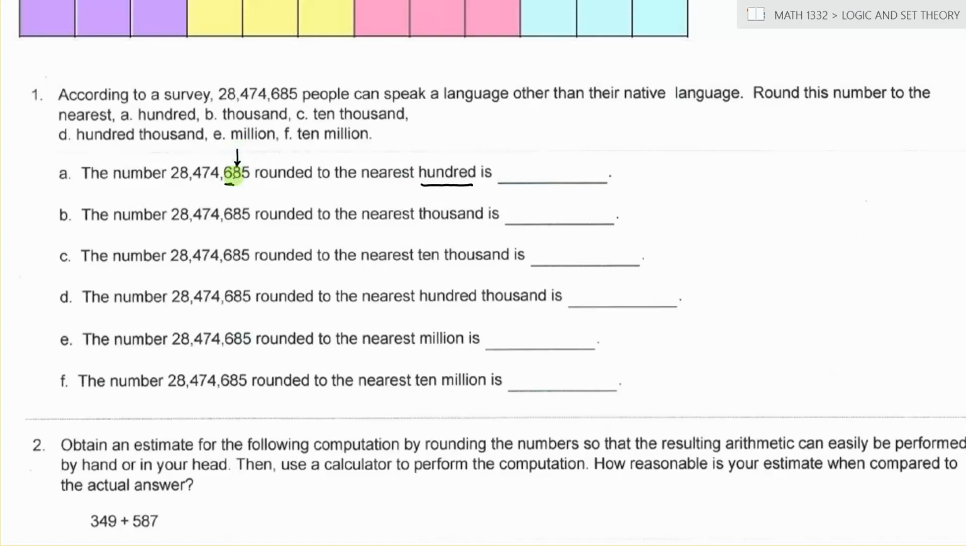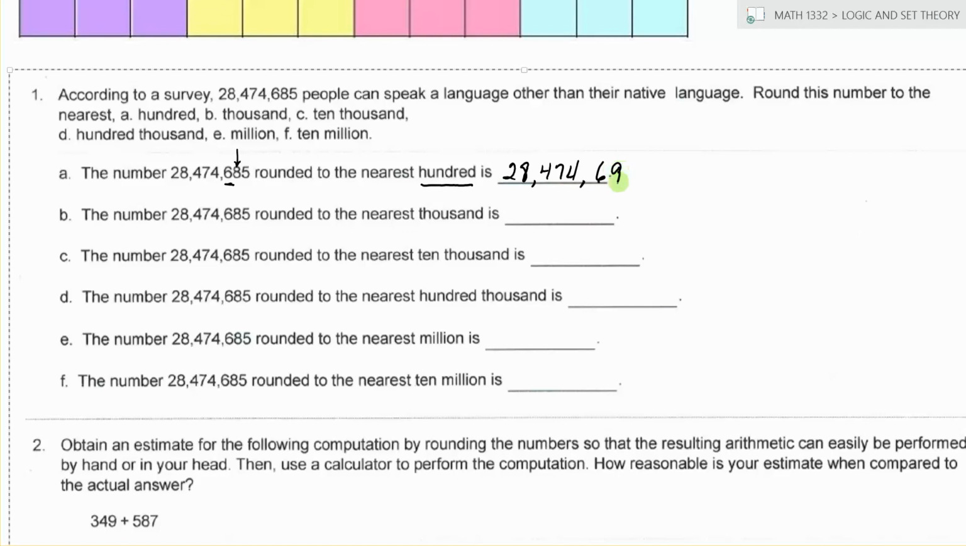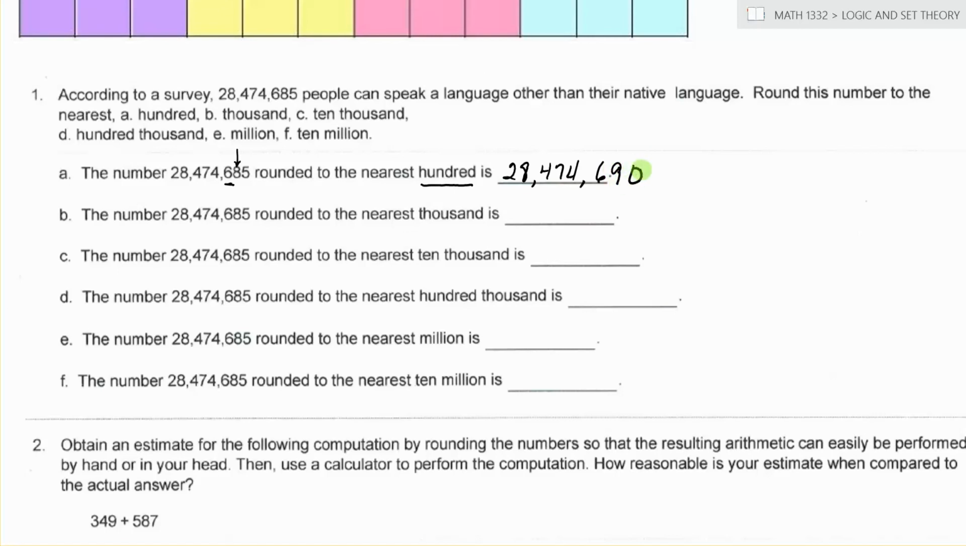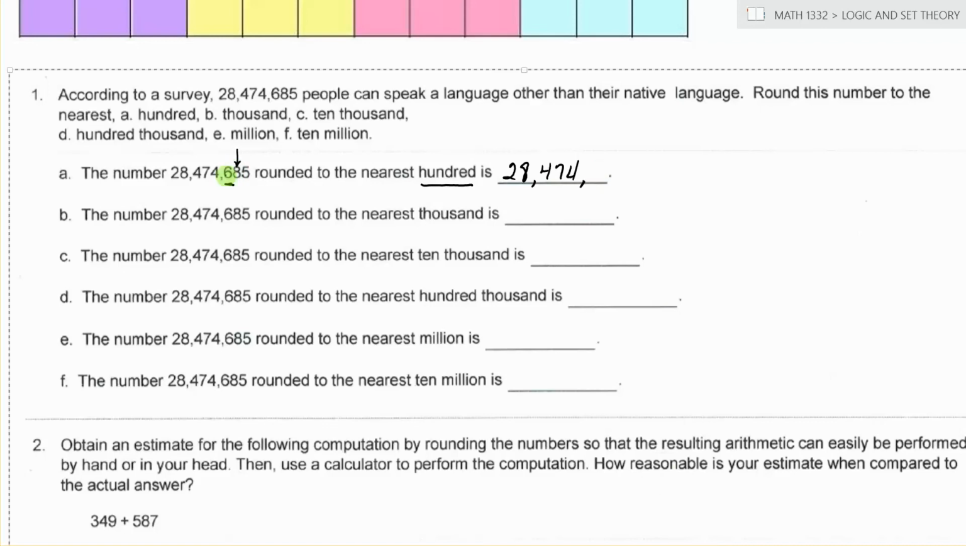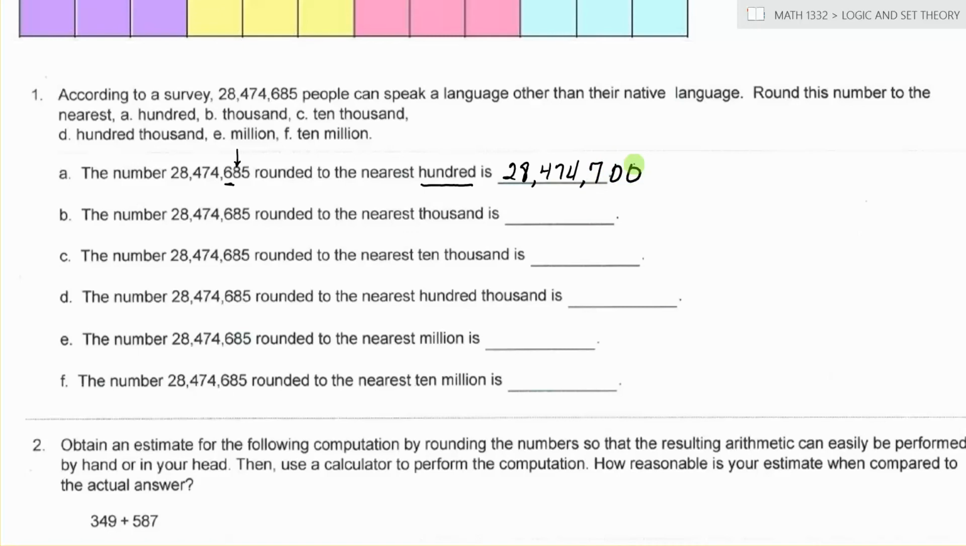Because the number I have the arrow pointing to is 5 or greater, I'm going to round up. So this becomes 690. No, it doesn't. Sorry, I was rounding to that place. I'm supposed to be rounding to the hundreds place, so that will be 700. I apologize for that. Any places to the right of where you rounded must be zeros. Okay, let's look at the next one.